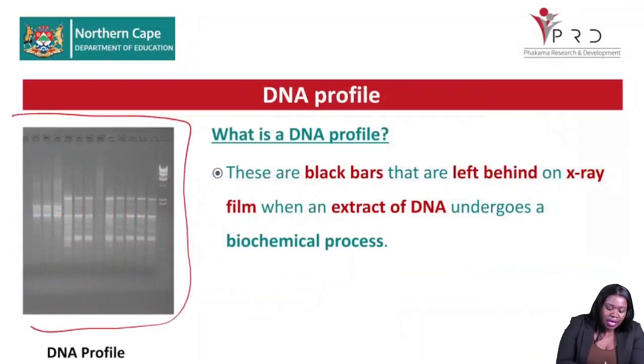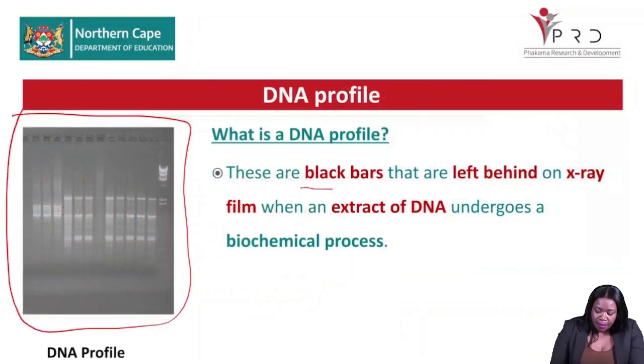This is a DNA profile, right? So this DNA profile contains black bars that are left behind on an X-ray film when an extract of DNA undergoes a biochemical process. So the DNA will be mixed with certain chemicals and placed into this X-ray film, and then the DNA will run through that X-ray film, and then it will leave these bars, right?